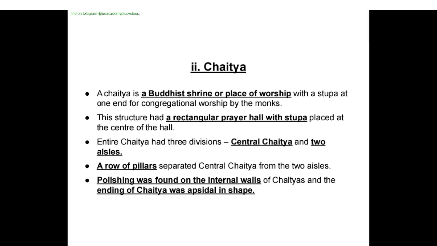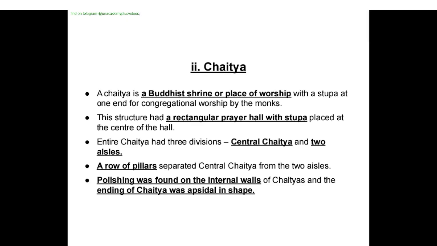Chaitya. A Chaitya is a Buddhist shrine or place of worship with a stupa at one end of the congregational worship hall used by the monks. This structure had a rectangular prayer hall with a stupa placed in the center of the hall. The entire Chaitya had three divisions: the central nave and two aisles. A row of pillars separated the central nave from the two aisles.